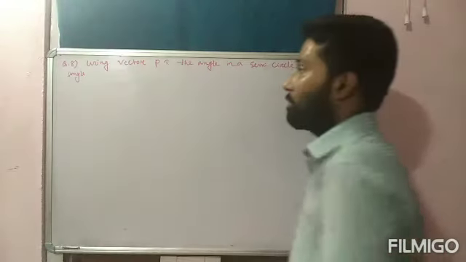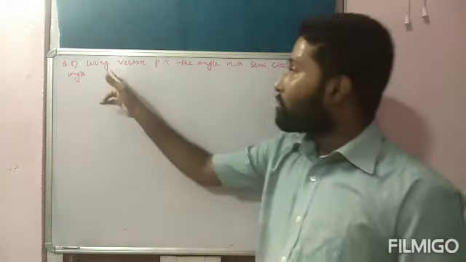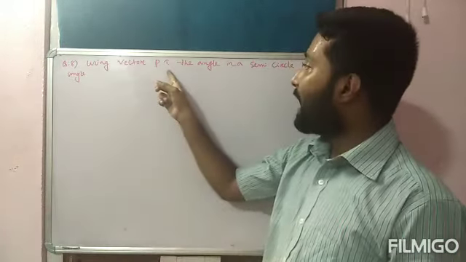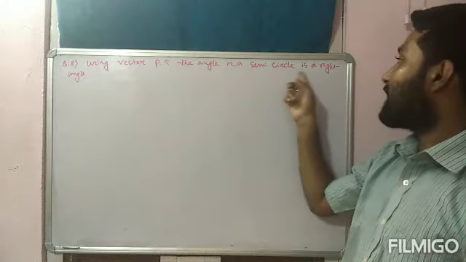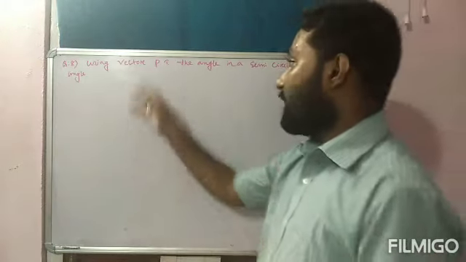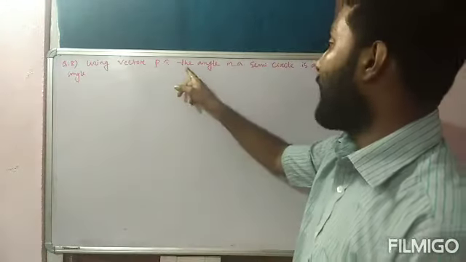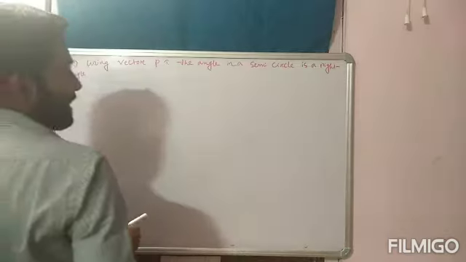Next question, this is also like a 4 marks question. Using vector, prove that the angle in a semicircle is a right angle. This is an important question. Using the concept of vector, you have to prove that the angle in a semicircle is a right angle.